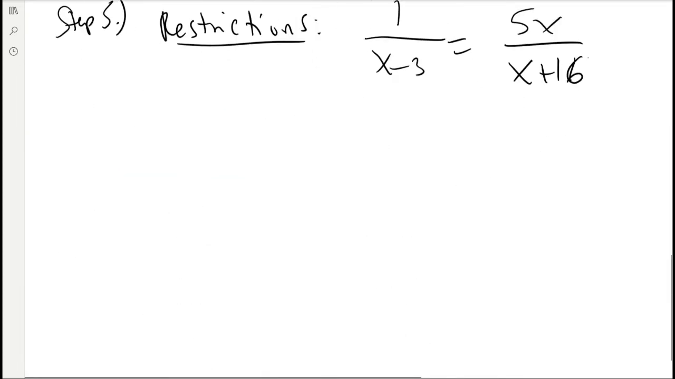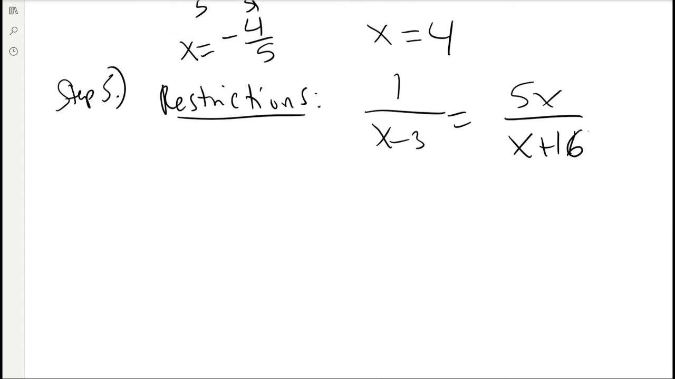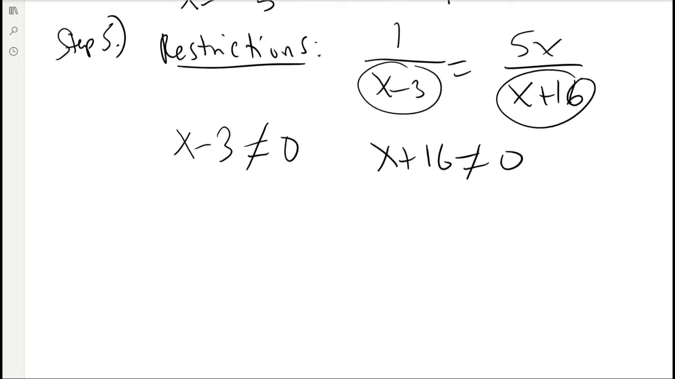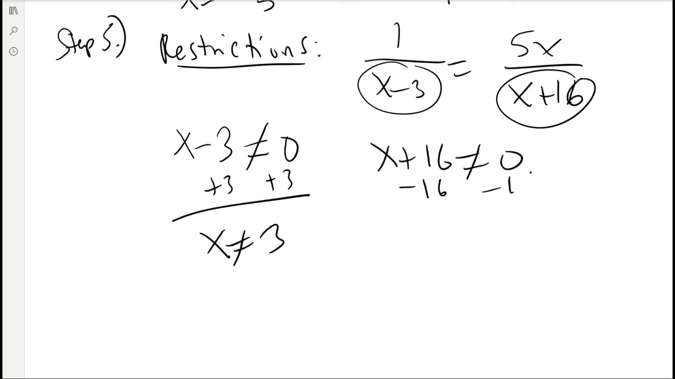That is correct. Okay, so we have our restrictions here, so we're going to look for our denominators. What can make both denominators equal to 0? So we know that x minus 3 cannot equal to 0, and we know that x plus 16 cannot equal to 0. Otherwise, it wouldn't make any sense to have a 0 on the denominator. So we're going to have to add 3 to both sides. We get x cannot equal to 3. Subtract 16 here, and we get x cannot equal to negative 16.